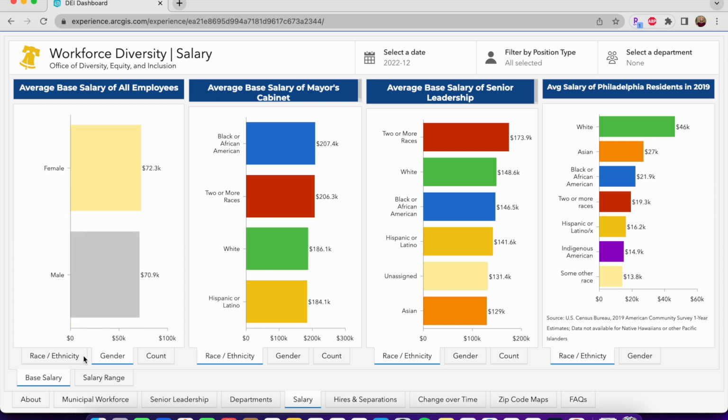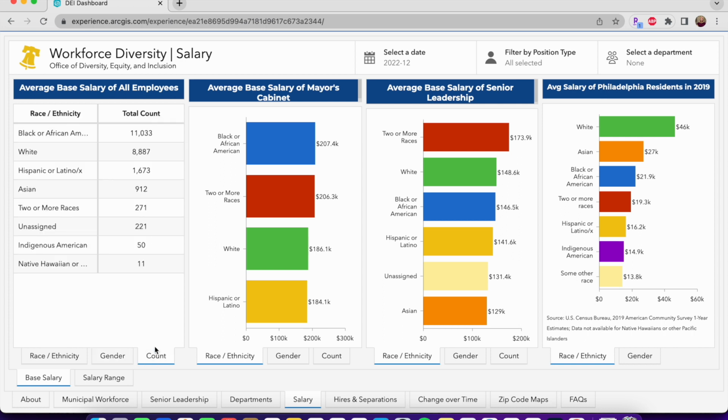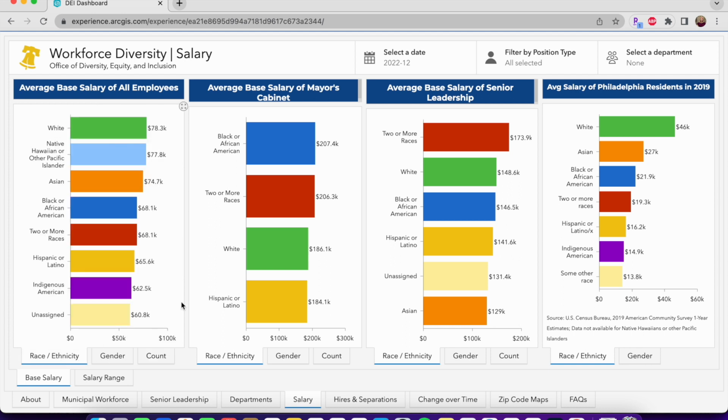If you click the next tab within it, we are now looking at the base salary of all employees by gender. And then there's also a table to give the count or the number of employees per race and ethnicity. So that way you can understand how many Native Hawaiian or other Pacific Islander employees are contributing to this average.